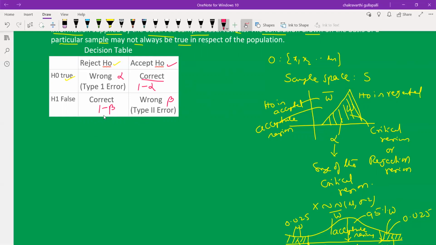I will explain. So now H1 is false. H1 is false means, so here is a small correction.